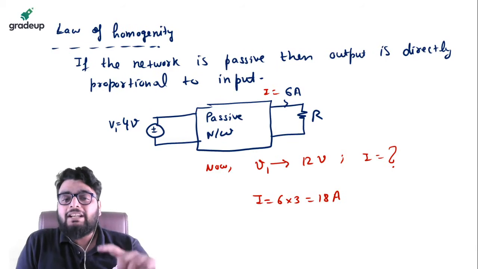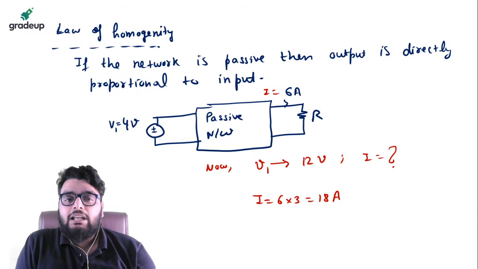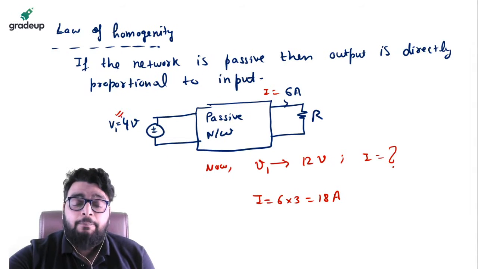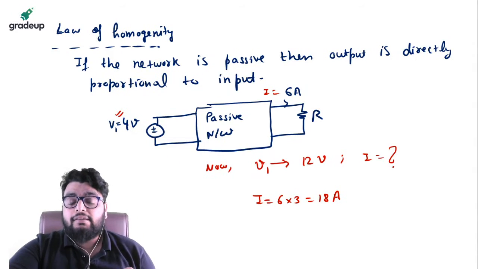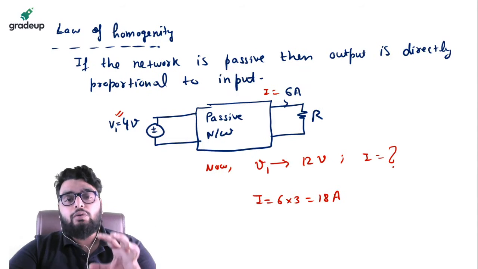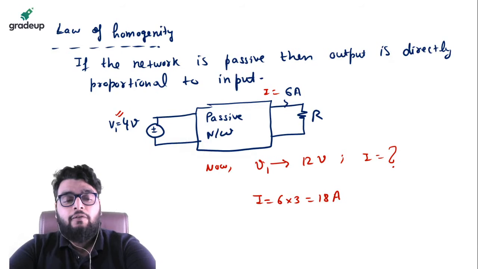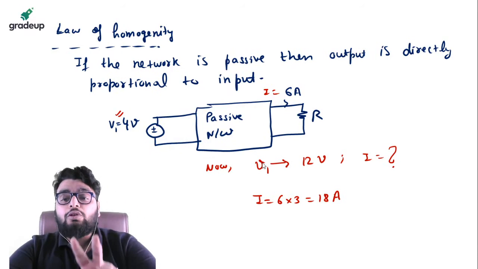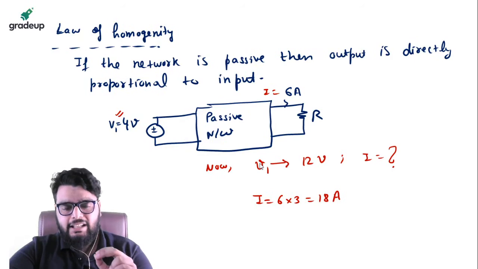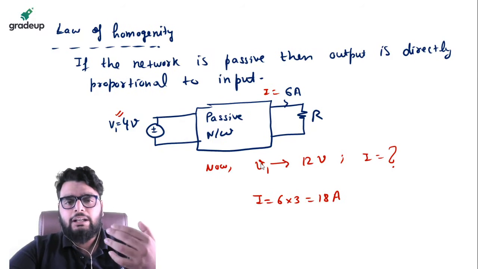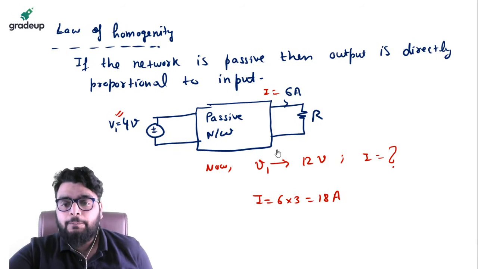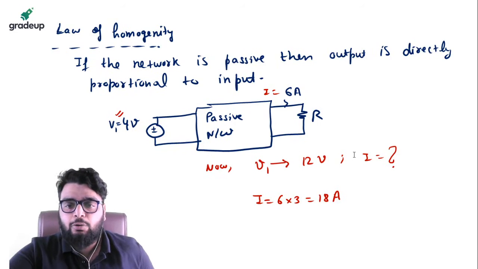And remember one point, this law is only applicable if you have a passive network and only one source is connected. If you have two sources, then you cannot apply the law of homogeneity. In case of multiple sources, more than one source, we apply the law of linearity. Okay, good. Correct, Manoj. Absolutely correct.